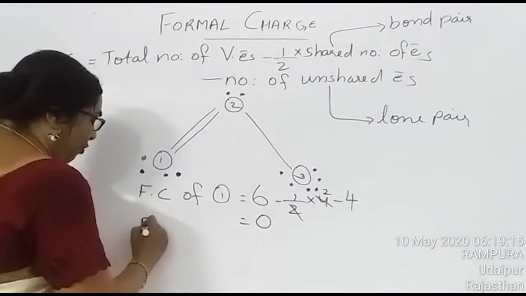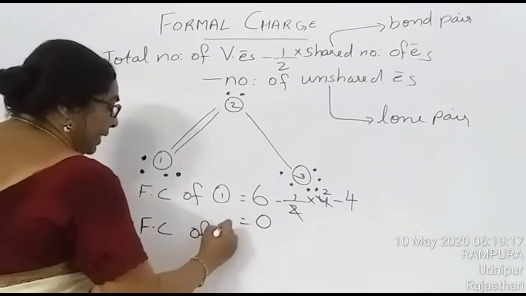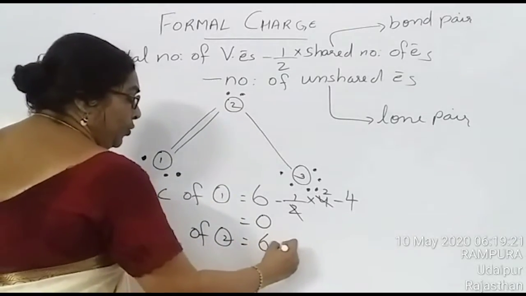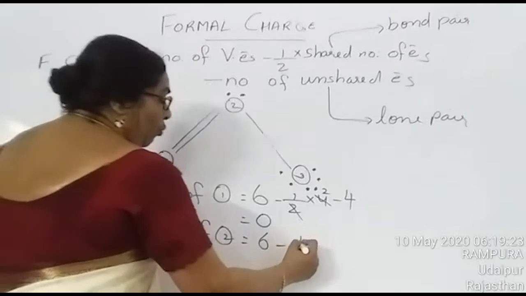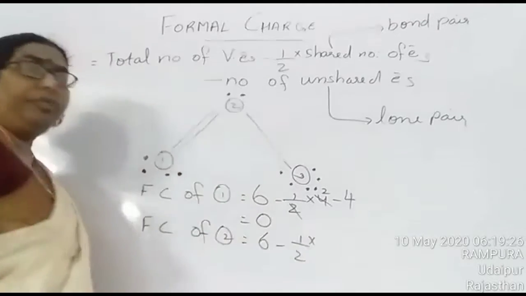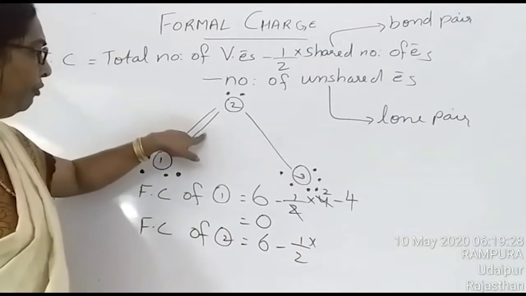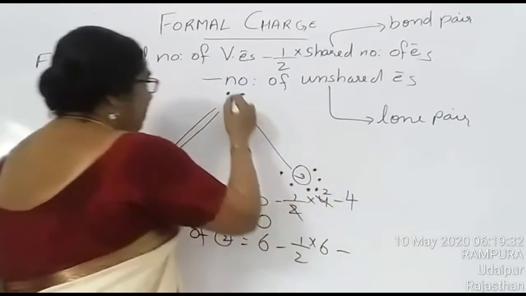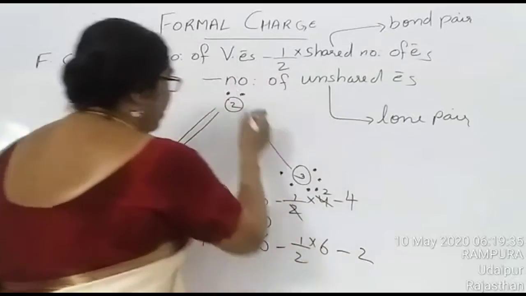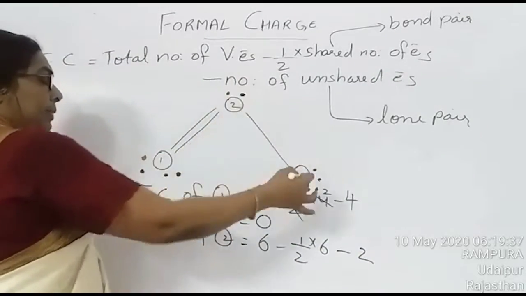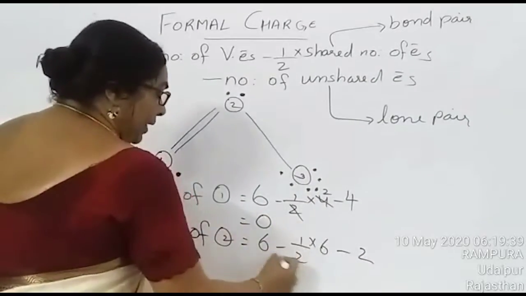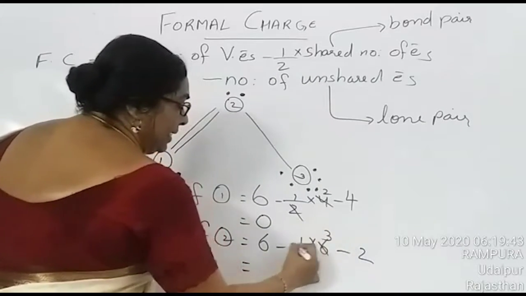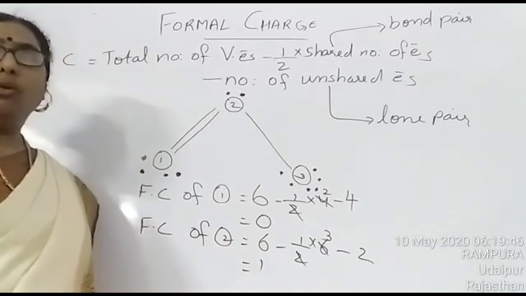Now let us calculate the formal charge of the second oxygen. Again the number of valence electrons, you know it is 6, minus 1 by 2 into number of shared electrons, 2, 4 plus 2, 6, minus number of unshared electrons. You have only 2 electrons at the top, so it is minus 2. Again children, you will get 6 minus 5, which is equal to 1.